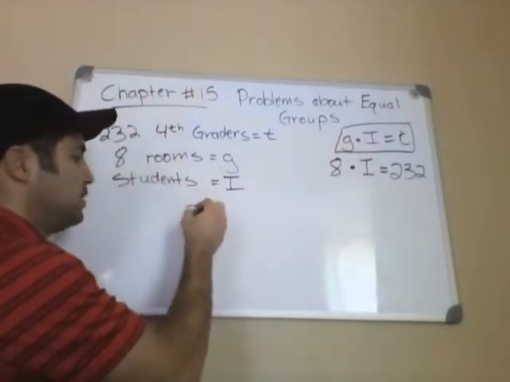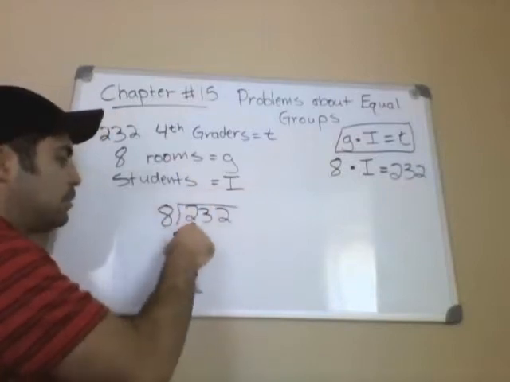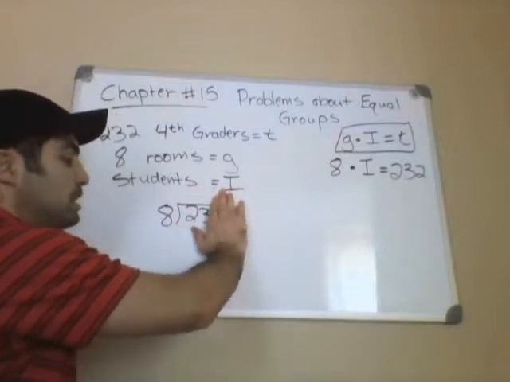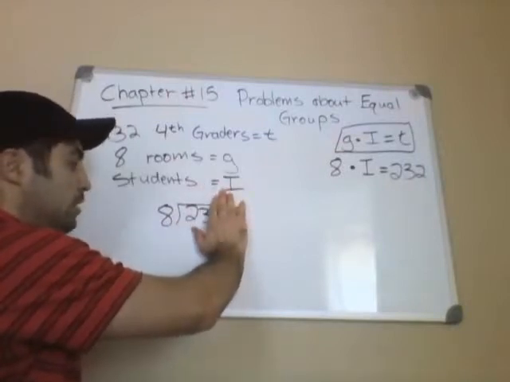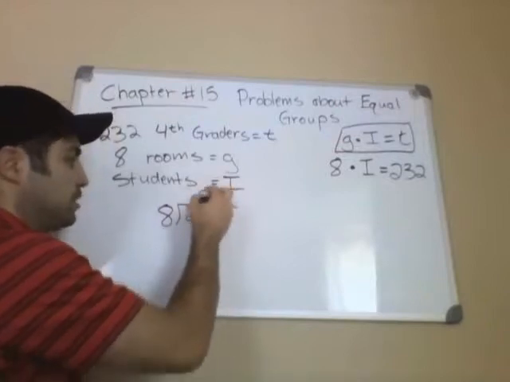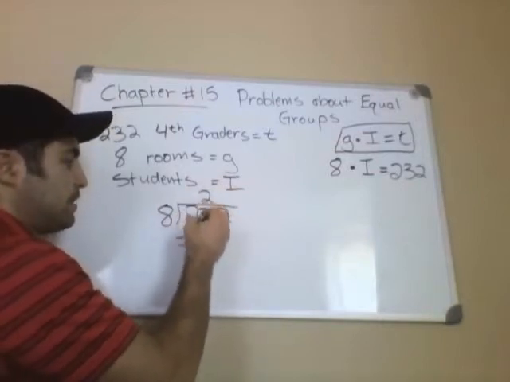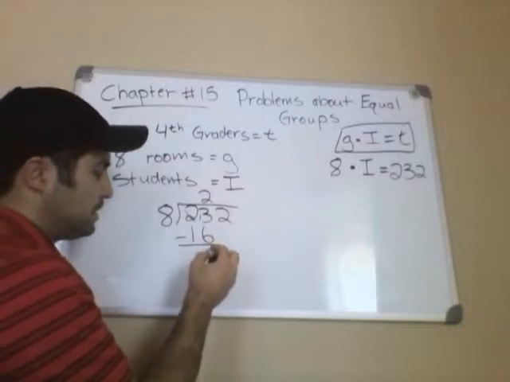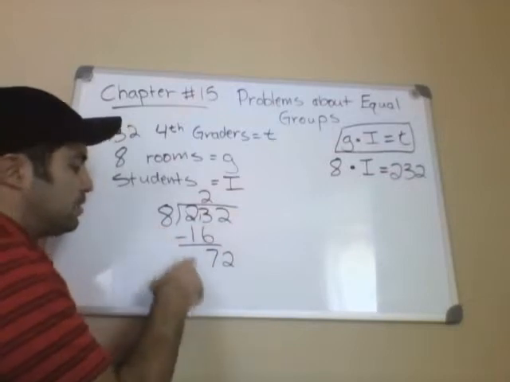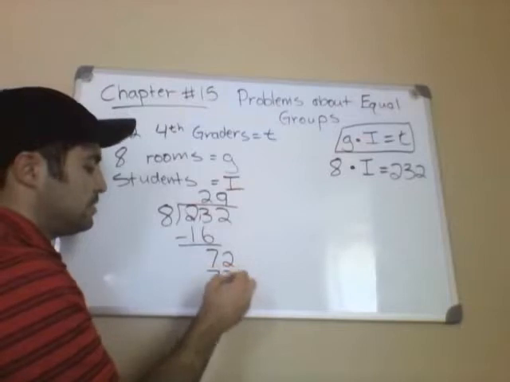So let's do that. 232 divided by 8. 8 can't go in the 2. So 8 can go into 23. You know, 8 times 3 is 24. So let's try 8 times 2. 2 times 8 is 16. Subtract. Okay. That is going to be 7. Bring down the 2. 8 will go into 72 9 times. So 9 times 8 is 72.